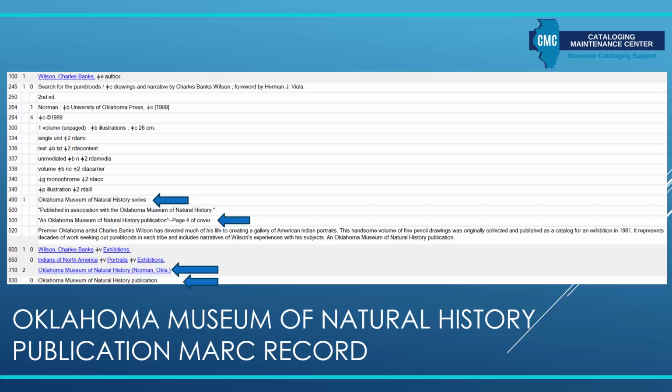And then an added entry should be created for the museum, which there is in the 710 first indicator 2. And there's also an arrow pointing at that field. But someone also added the series title Oklahoma Museum of Natural History Series in the 490 first indicator 1 field, and Oklahoma Museum of Natural History Publication in the 830 second indicator 0 field. And there are arrows pointing to those fields as well, but those two fields should be deleted from this record.